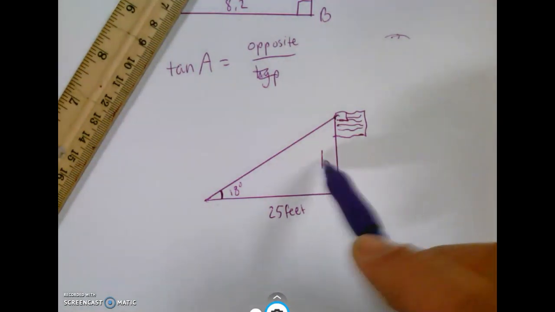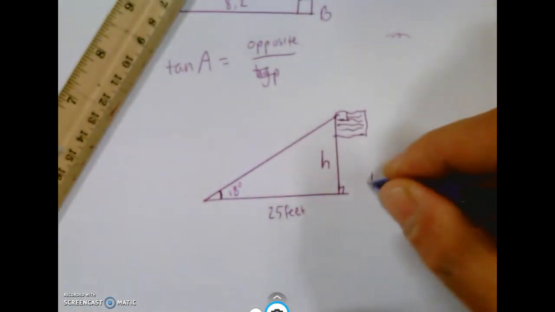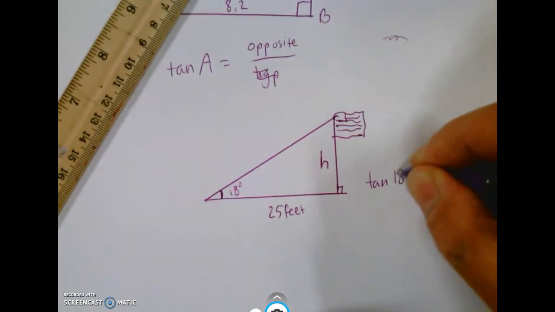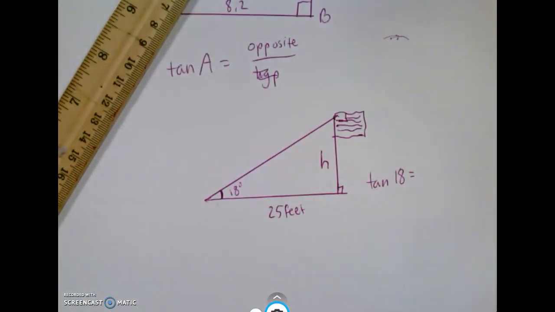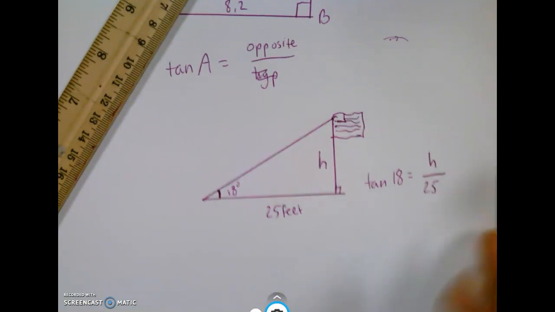The key thing about this is the Pythagorean theorem would not get us there. We cannot do this with the Pythagorean theorem. We need the tangent ratio. And what we do is we say tangent of 18. Now go ahead and pause that right now and set up the ratio and see what you think. Alright, did you write h over 25? If you did, you're correct.